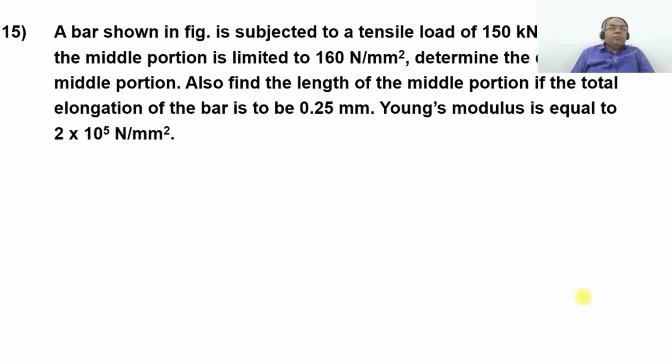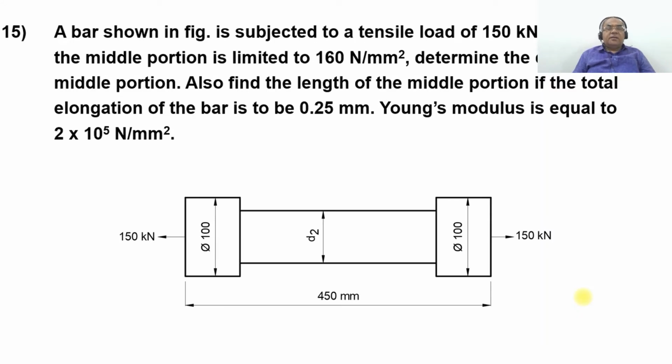Now, in this video, we are going to take up one more problem on the composite material. So here we have the stresses, and we have to find out the length of the middle portion and the total elongation of the bar. A bar shown in the figure is subjected to a tensile load of 150 kilonewton. So on either side, the 150 kilonewton acts in opposite directions to each other.